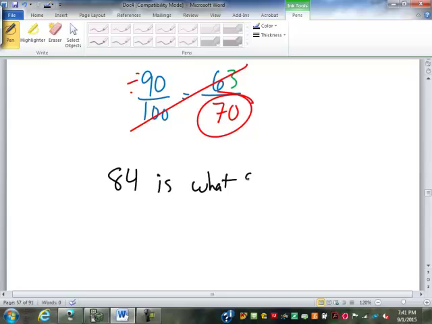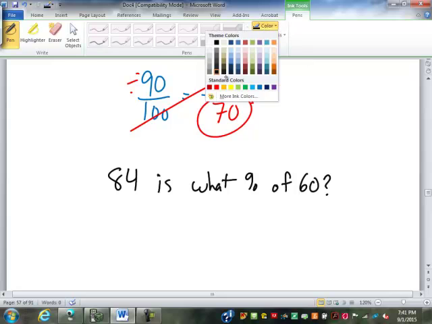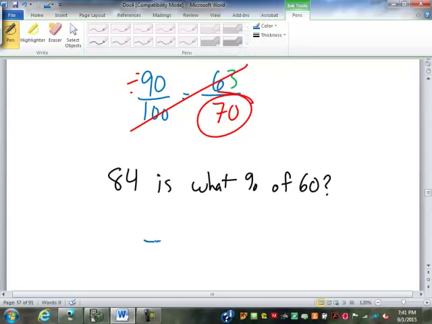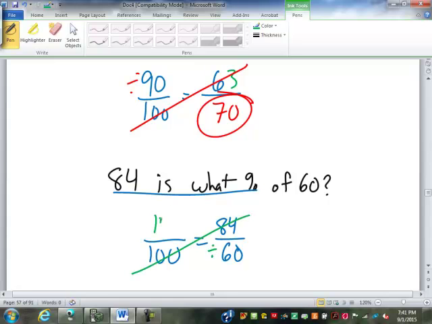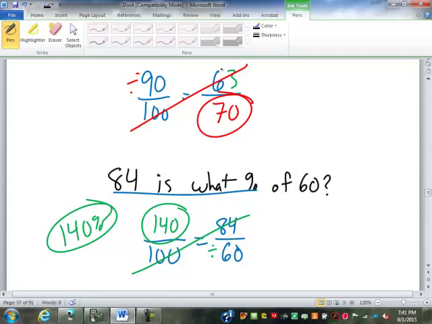84 is what percent of 60? Don't know the percent. Perfect. 84 matches up with our missing percent. Perfect. 60 is on bottom. Cross, multiply, and divide. 100 times 84 divided by 60 is 140. So that's 140%. Makes sense. Good. Any questions?